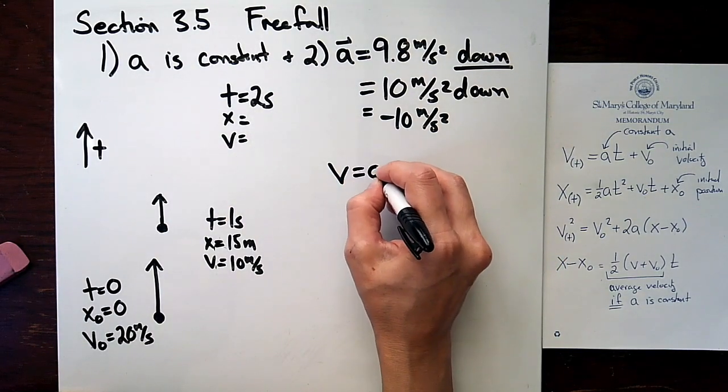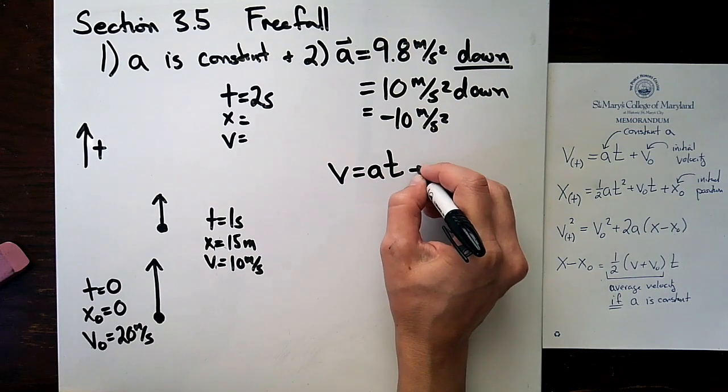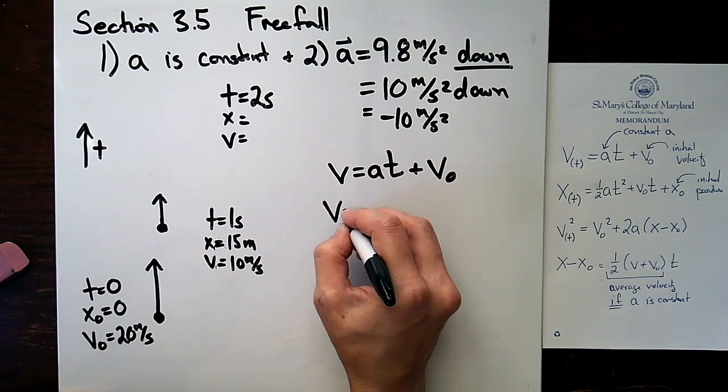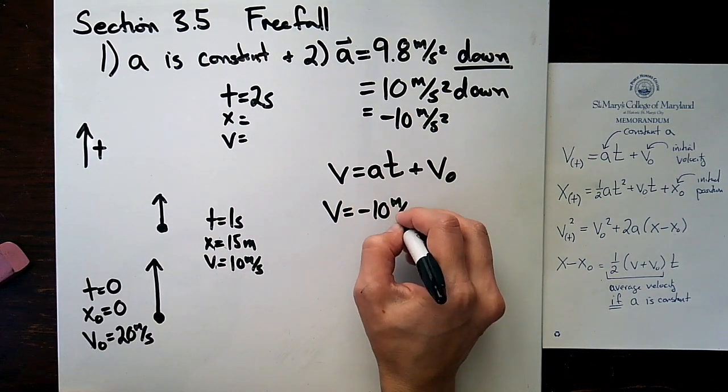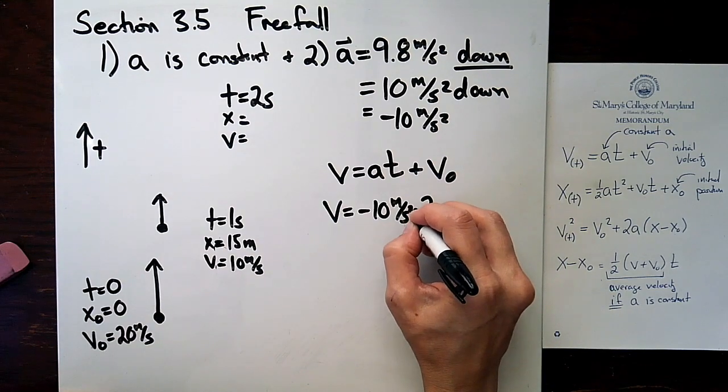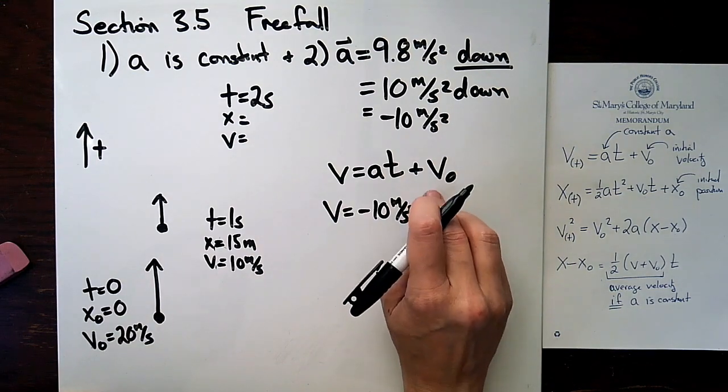All right, so let's go ahead and find speed. V equals acceleration times time plus initial velocity. The acceleration is negative 10 meters per second squared. Time is now 2 seconds.